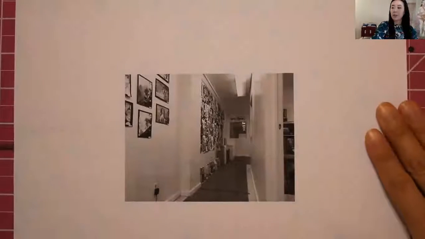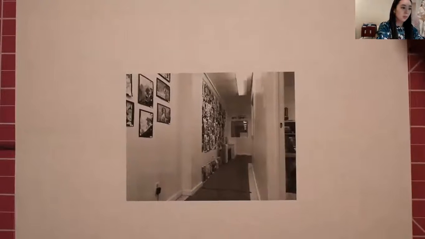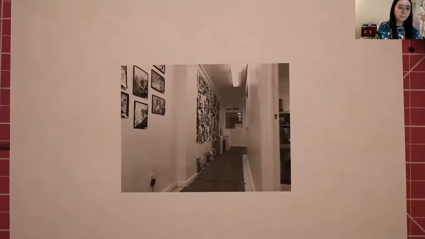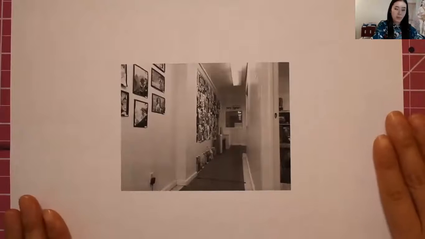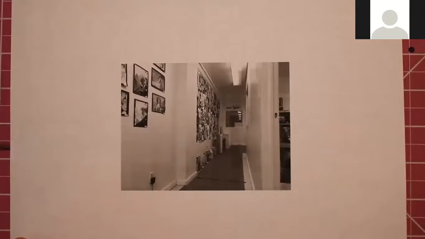Okay, so this is my table. Everyone can see my table, right? Yes. Yes.